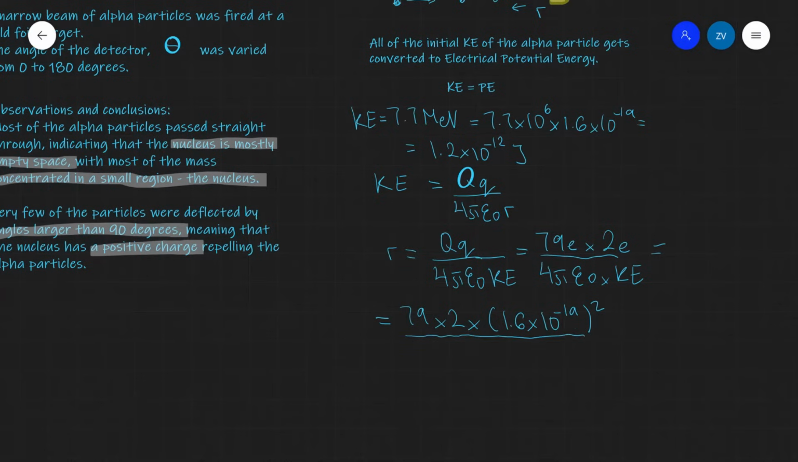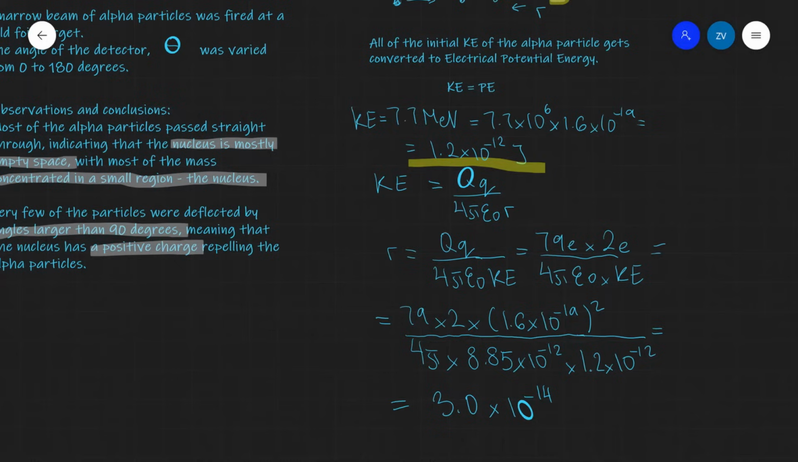Now I'm going to be dividing this by 4 pi times epsilon naught, which is 8.85 times 10 to the power minus 12, multiplied by the kinetic energy, which we have just up here already calculated, 1.2 times 10 to the power of minus 12. So let's write this in here, 1.2 times 10 to the power of minus 12. And if we were to plug this into a calculator, let's say up to two significant figures, we're going to get approximately 3.0 times 10 to the power of minus 14 meters.